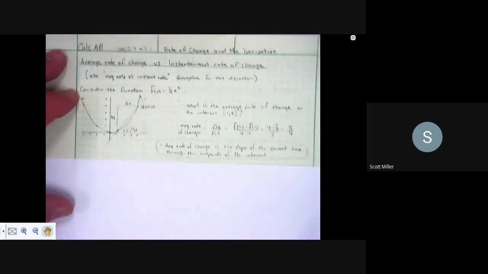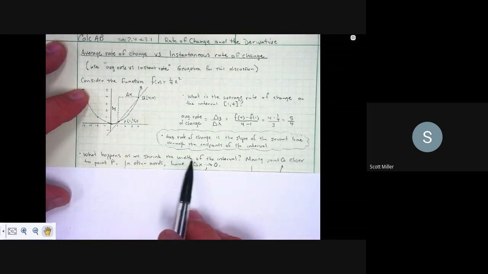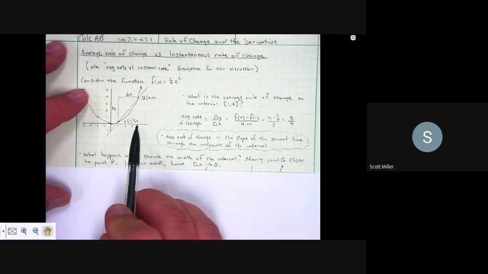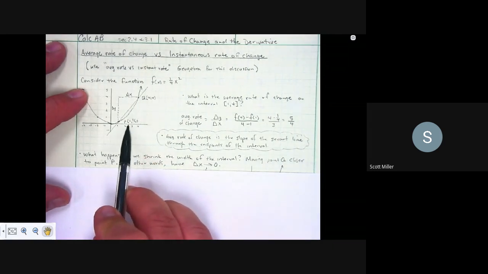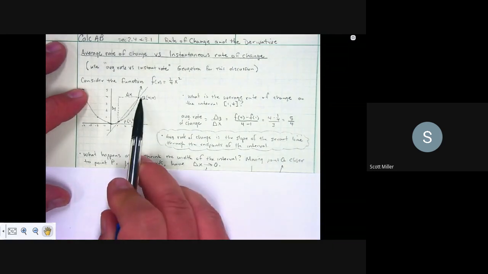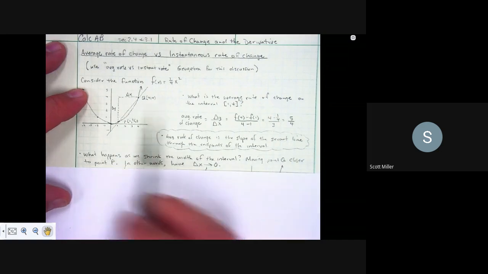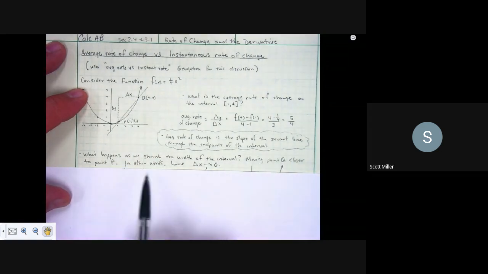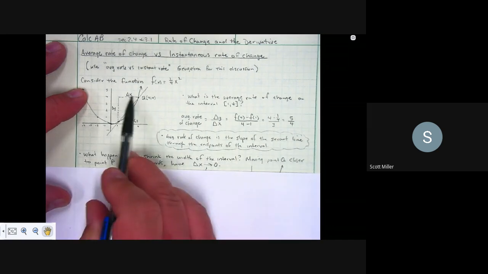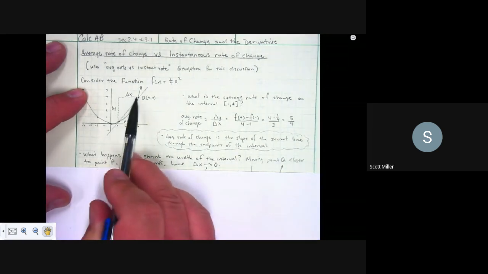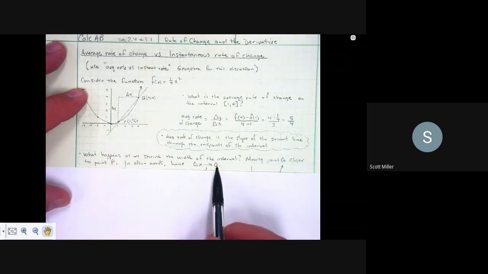Okay? And so then let's look at what happens as we shrink the width of this interval. In other words, what happens if, instead of 4, I bring this x value closer and closer to the 1? What if I move Q closer to P? That's what it basically means. Moving Q closer to P. In other words, I want this delta x, this change in x, to become 0. I want it to get smaller and smaller.